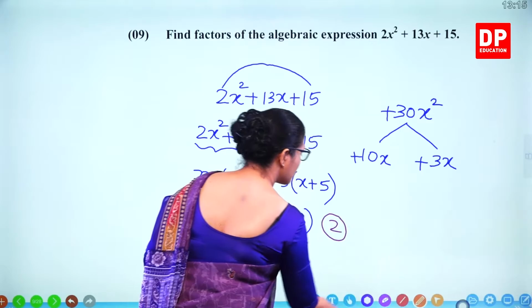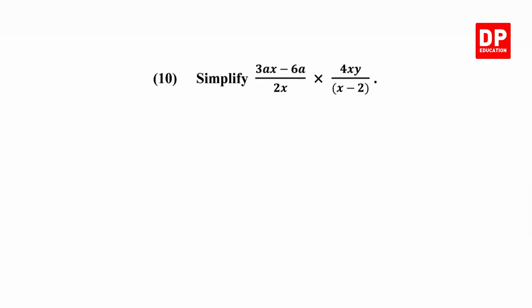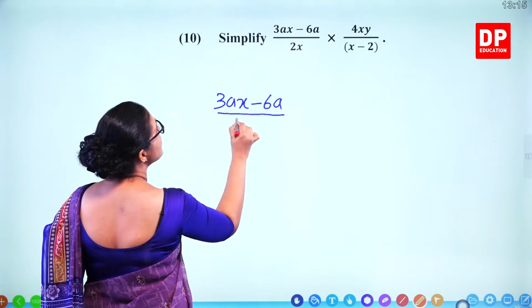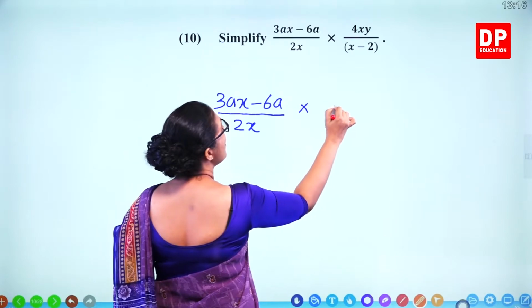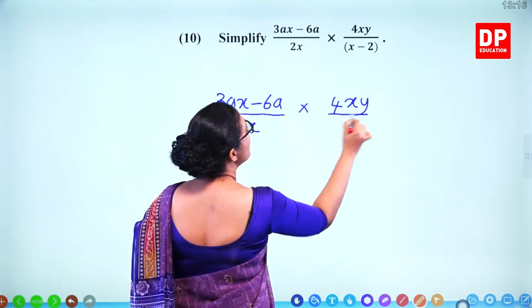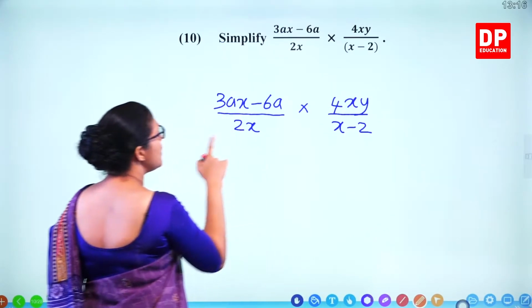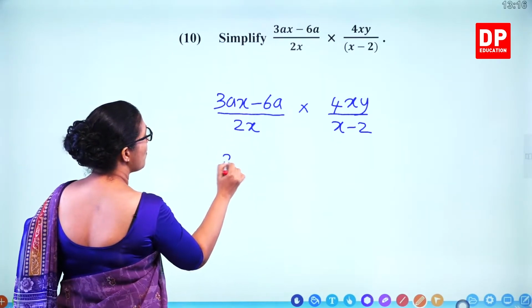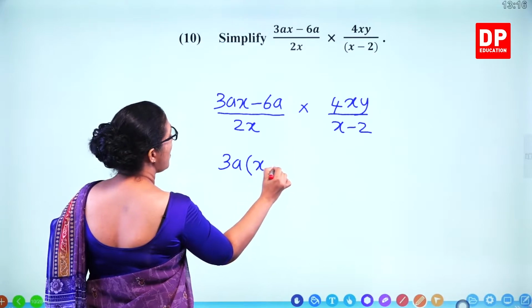Question number 10, simplify algebraic fractions. You get 2x here multiplied by 4xy over x minus 2. So we'll try to factorize the numerator. 3a is common, take it out, x minus 2.